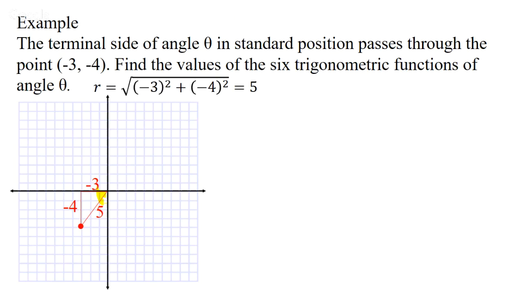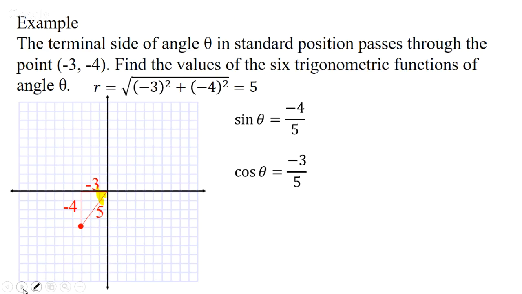So when we do the sine, sine is opposite over hypotenuse. My opposite number is -4. My hypotenuse is 5. So sine is -4 over 5. Cosine is adjacent over hypotenuse. My adjacent is the one next to the angle. So next to the angle is the -3. The hypotenuse is 5. So cosine is -3 over 5.